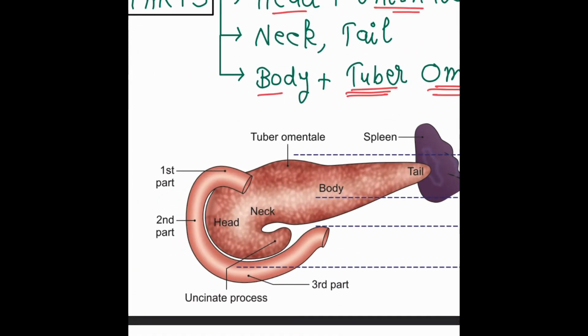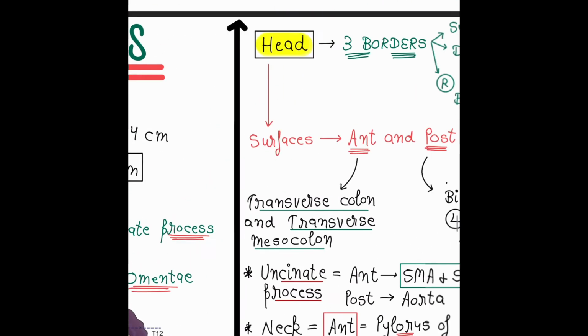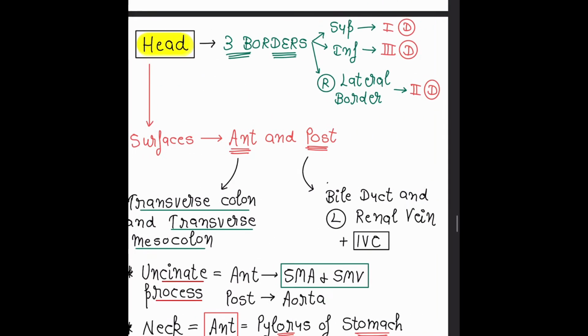You can without a doubt say that the superior border is in relation with the first part of the duodenum. The right lateral border is in relation with the second part of the duodenum, and the inferior border is related to the third part of the duodenum. That's what I've written here. The superior surface is related to the first part of the duodenum. The inferior surface is related to the third part of the duodenum, and the right lateral border is related to the second part of the duodenum. Okay, no doubt.